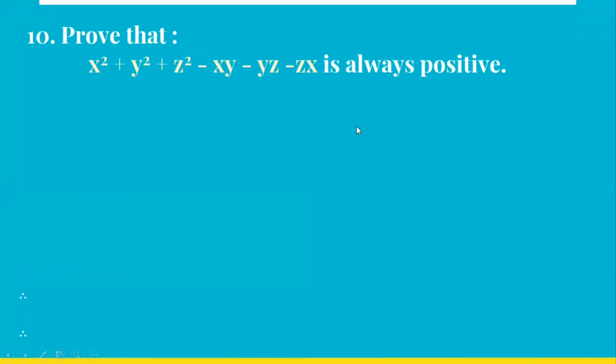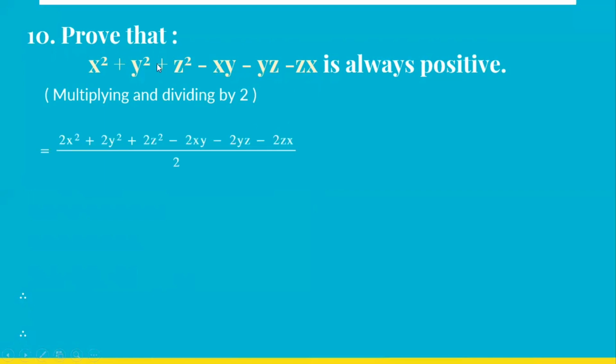Now question number 10 of this exercise, and it is very easy. Prove that x square plus y square plus z square minus xy minus yz minus zx will always be positive. We have just seen the identities. Let us start with the help of the identities. Let us multiply this expression throughout by 2. Each term we will be multiplying by 2 and then dividing by 2.